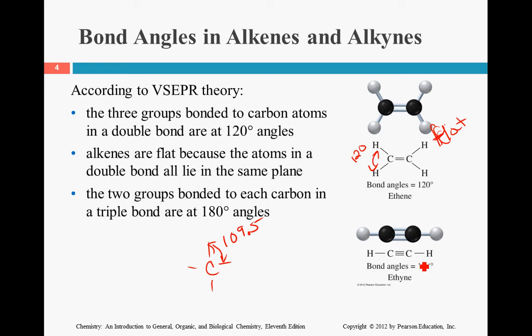And then if you look at the alkyne with a triple bond, this gets stretched out to 180 degrees. So it goes from 109 to 120 to 180. The bonds get further and further apart. The electrons are repelling from each other as much as possible. Remember, VSEPR just simply is talking about the shape of the molecule.